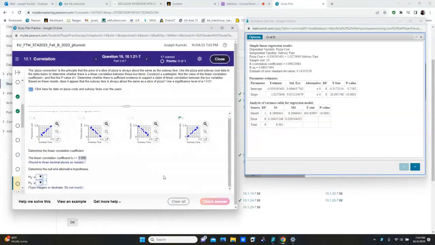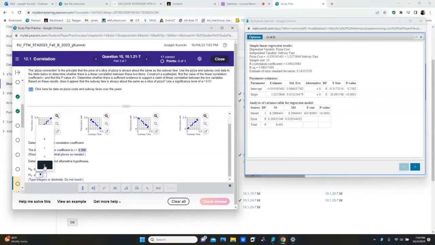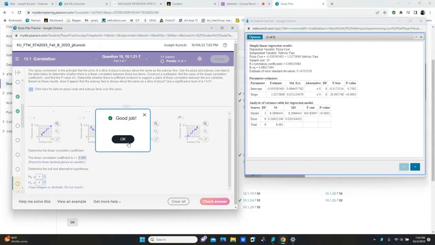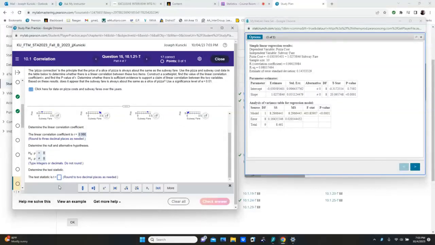And then they want, oh, there it is. There's the hypothesis. Remember, it's always that rho equals 0. That means there's no correlation. And if we can show that the p-value is less than 0.01, then there's going to be a significant correlation. In this case, it's a positive slope, so it's a positive correlation. The test statistic is right here on the bottom where it says slope. So that's 20.10, rounded to 2 decimal places.